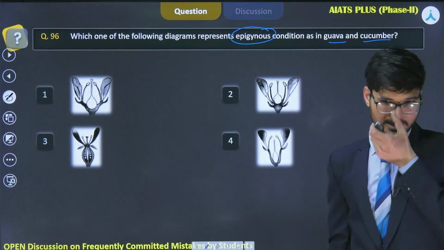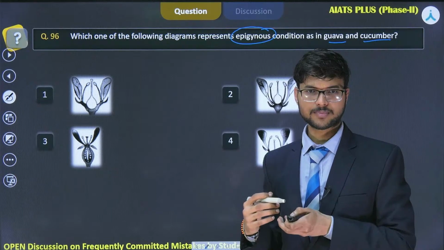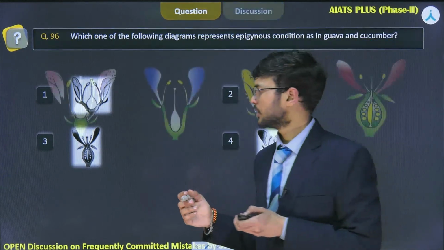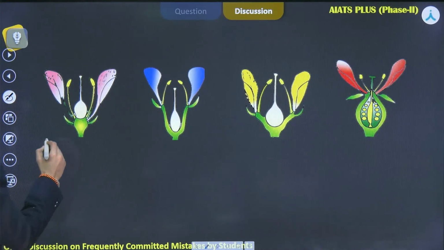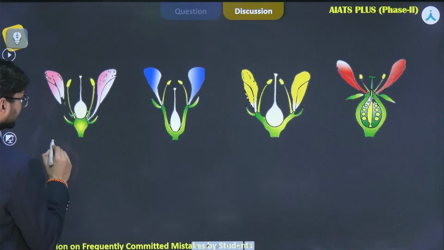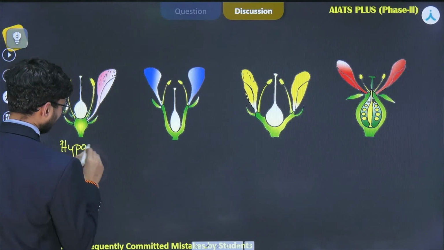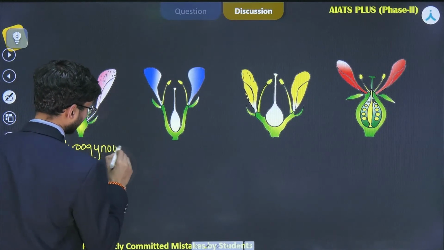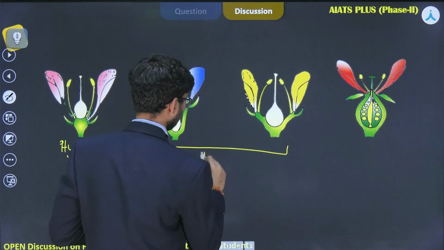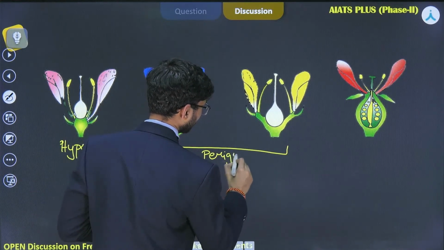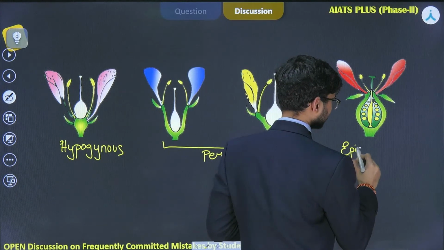There are different types of flowers on the basis of the position of the ovary on the thalamus with respect to the other whorls. So let's try to understand each and every type of flower here. This flower that you see here is a hypogynous flower, while these two are perigynous flowers, and this is the epigynous flower.